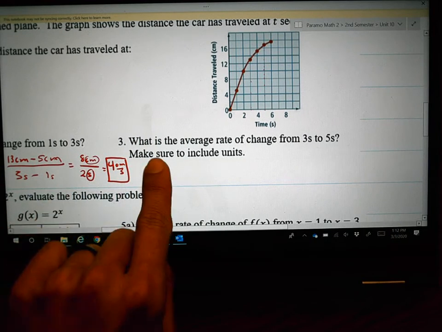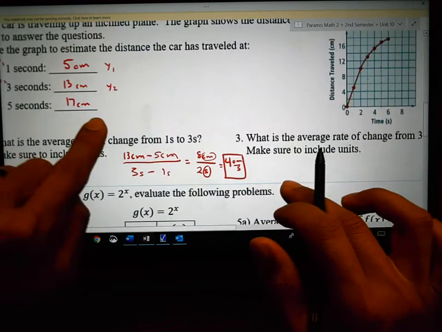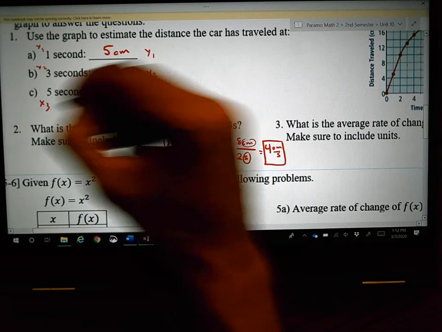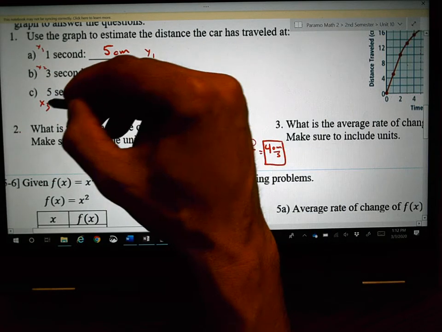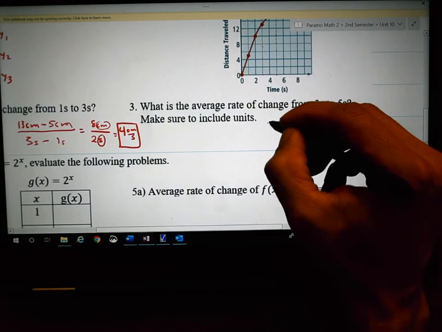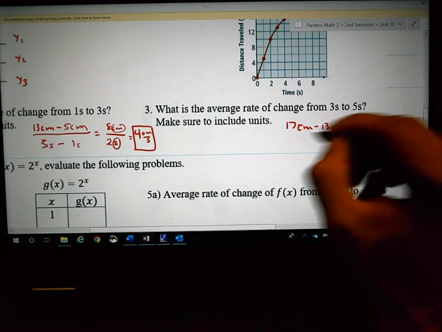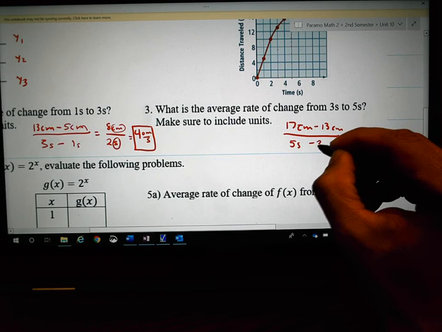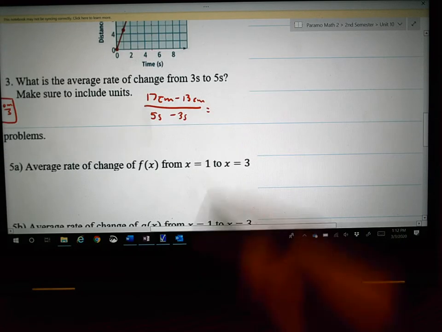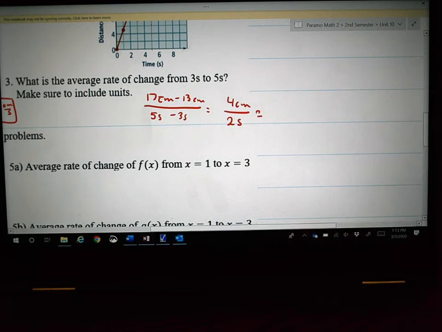Well, that was the average from 1 to 3. What about from 3 to 5? We're going to have to change some things. This one will be our third Y and our third X. Let's do Y3 minus Y2 over X3 minus X2, meaning this Y minus that one. Let's do 17 centimeters minus 13 centimeters over 5 seconds minus 3 seconds. Let's find out what that average is. How about 4 centimeters over 2 seconds? Reduce.